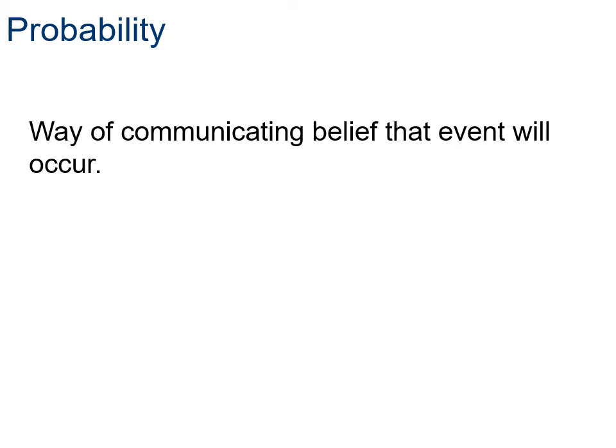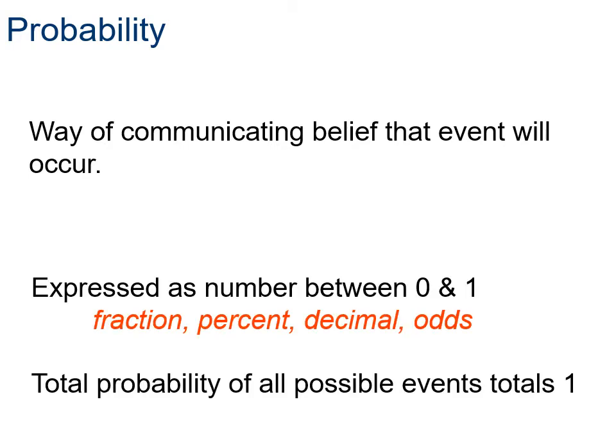A probability is a way of communicating a belief that an event could occur. We express it as a number. It has to be between 0 and 1. Okay. So when you hear athletes or coaches saying they're giving it 110%, in strict math terms, you can't be more than 100%. All right. It has to be a number between 0 and 1. It could be 0, it could be 1 if it's definite. We could write it as a fraction, we could write it as a percent, as a decimal, or we could even write it in terms of odds. Again, the total probability of all possible events has to total 1. So half the time heads, half the time tails, half plus half gives you 1.